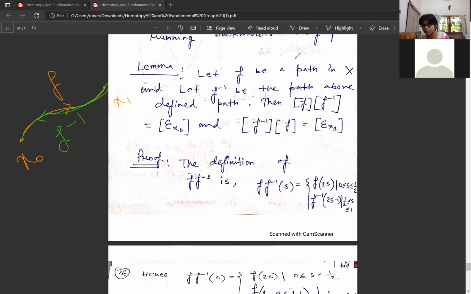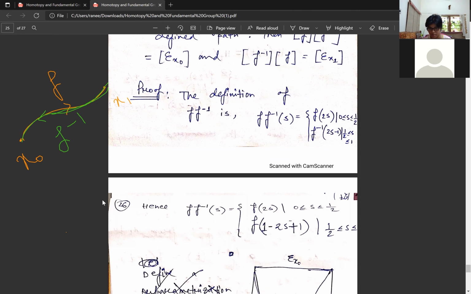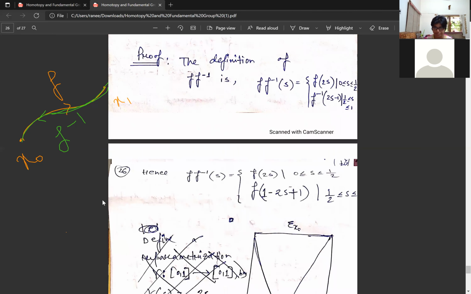Okay, so now let's look at how it goes. The definition of f inverse. What is the definition? F of 2s for the first half, and f inverse of 2s minus 1. Now, the definition of f inverse of t is f of 1 minus t. So f inverse of 2s minus 1 is basically f of 1 minus 2s plus 1, right? So it's basically f of 2 minus 2s.